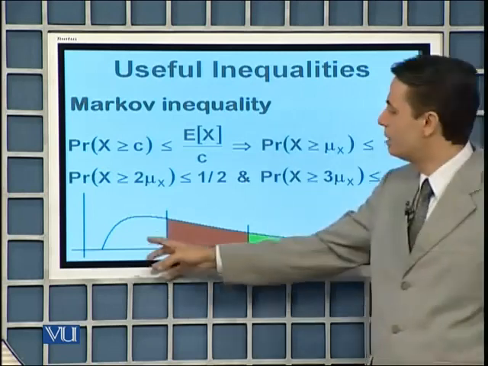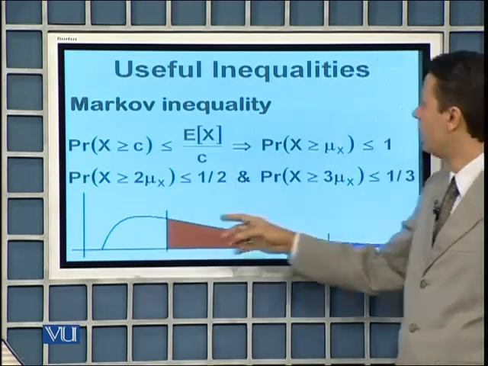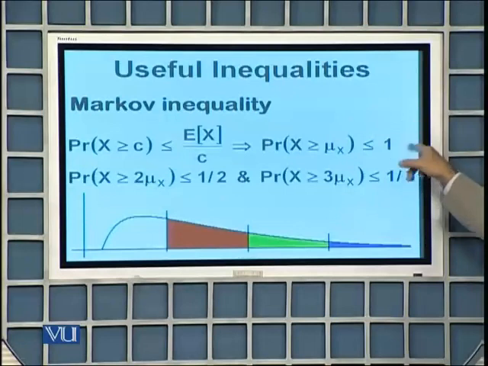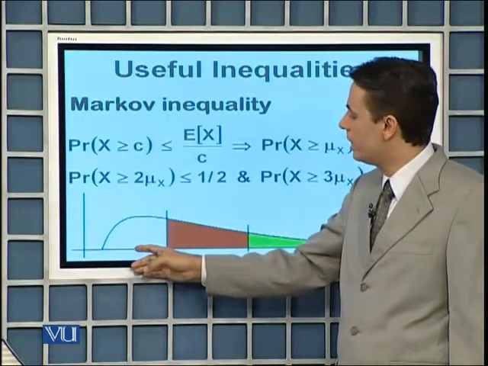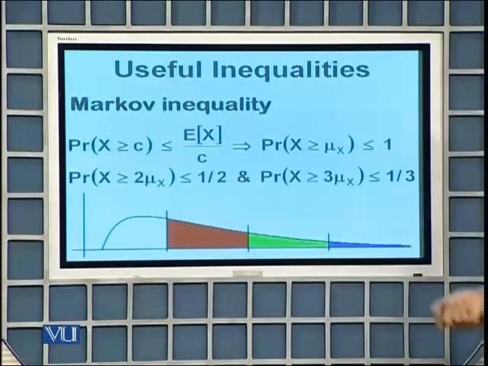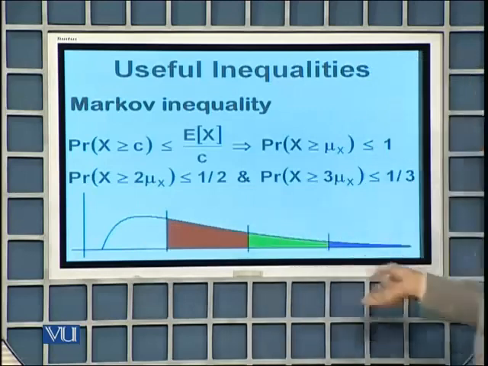I have not picked a number less than mu x. For example, if I had picked a number which was mu x by 2, I would have gotten an upper bound of 2 here. So it will say that the probability of the random variable being in the range mu x over 2 to infinity is less than or equal to 2, which is also meaningless because probabilities are always less than or equal to 1. So we usually do not pick a value of c to the left of mu x, we always pick a value to the right of mu x. Markov inequality is important, but it is only applicable to those random variables which only assume positive values.